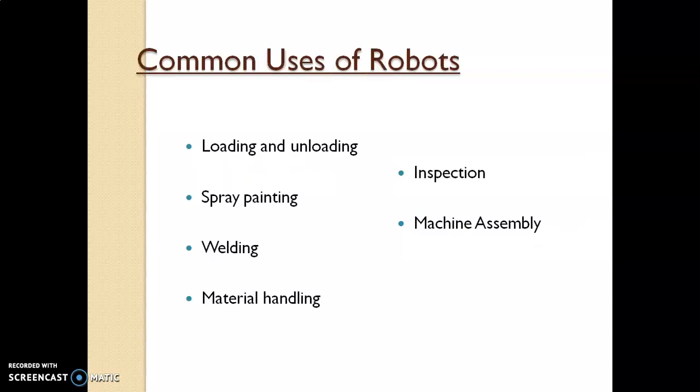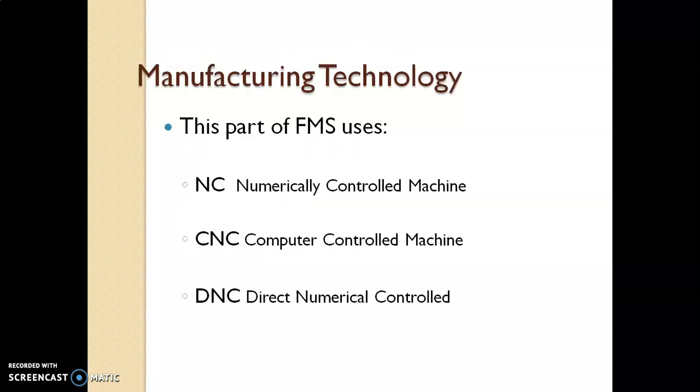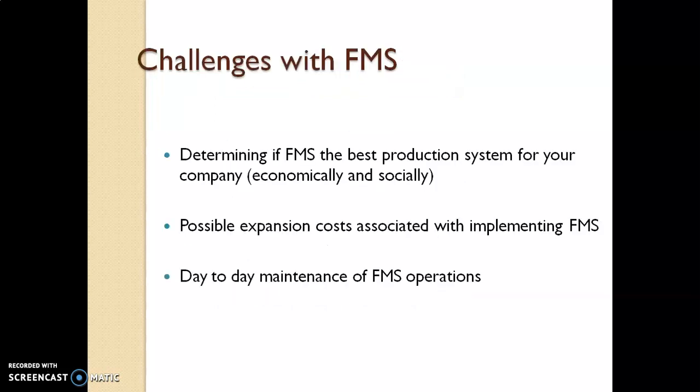The next, common use of robots. What is the use of robots? Loading and unloading of the components, painting of the components, spray painting, welding of two components, material handling between the workstations, inspection of the component, and assembling the components. These are all the functions of robots. And this part of FMS is mostly used for numerical control machines, computer numerical control machines, and direct numerical control machines.